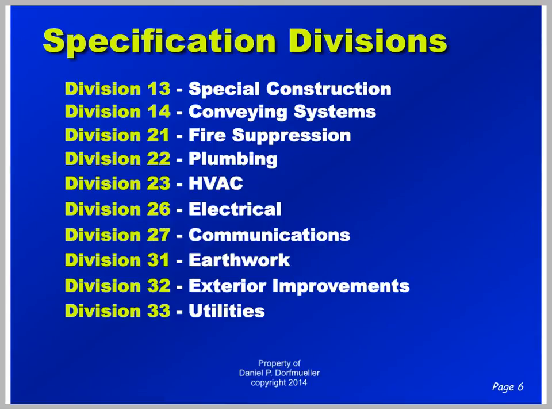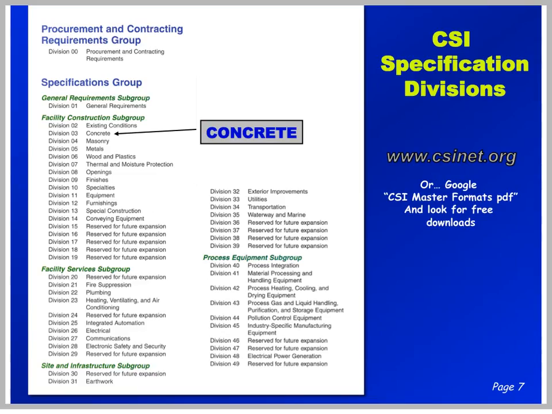Earthwork is now Division 31, which is a little bit odd. I don't know why they would put it toward the back of the specification. 32 exterior improvements is also toward the back, and 33 is now utilities. Here's the list of all 49 divisions as you look down through here. Also notice some of these divisions have been reserved for future expansion, and here division number 49 has been reserved for future expansion.